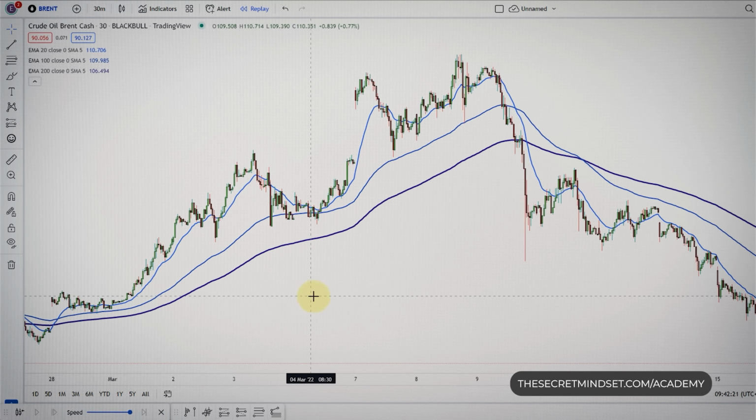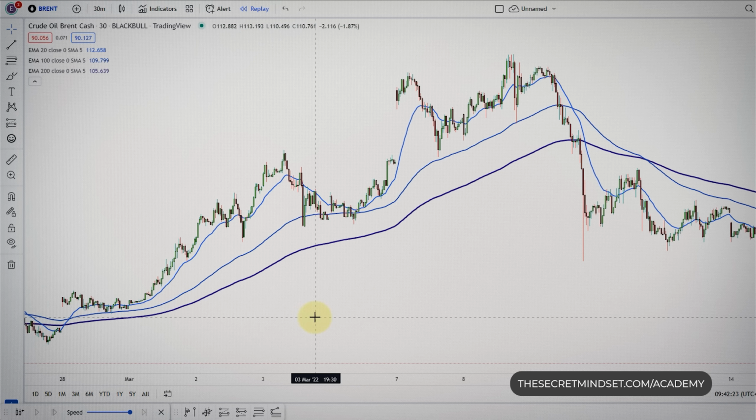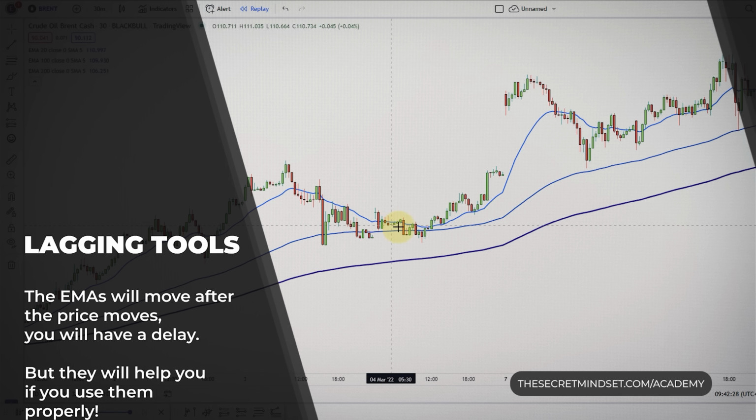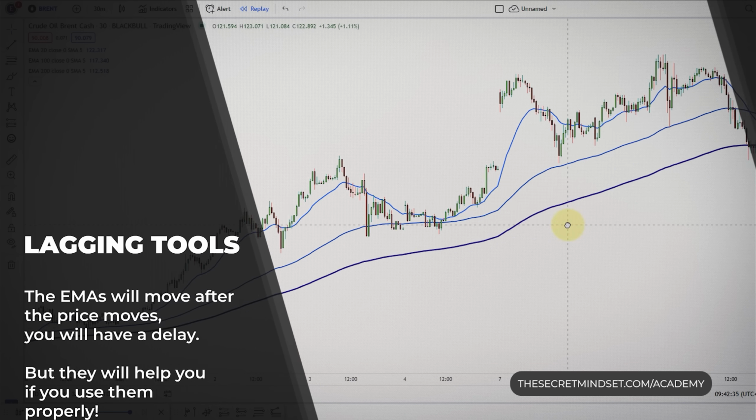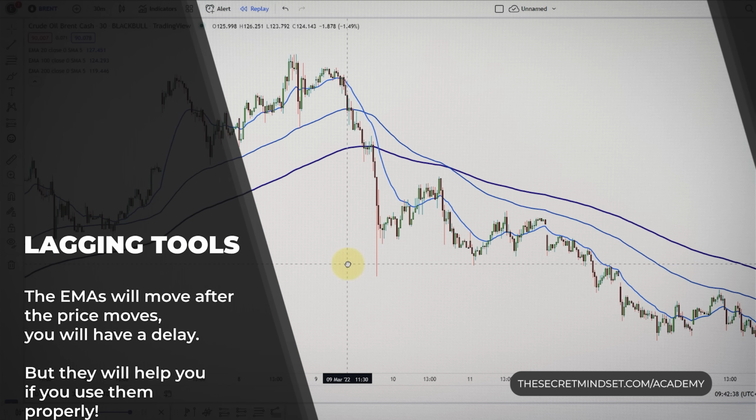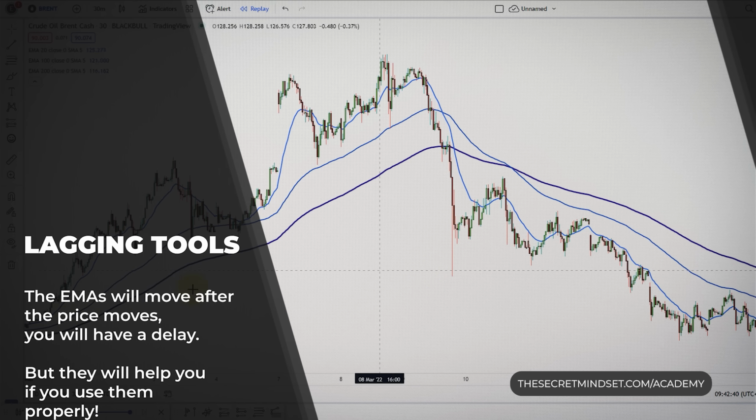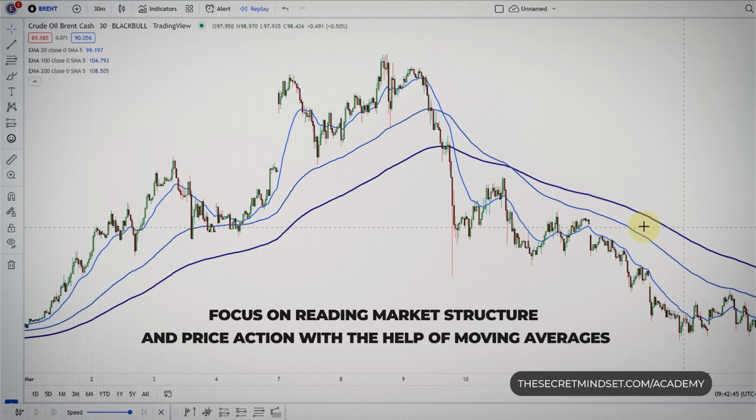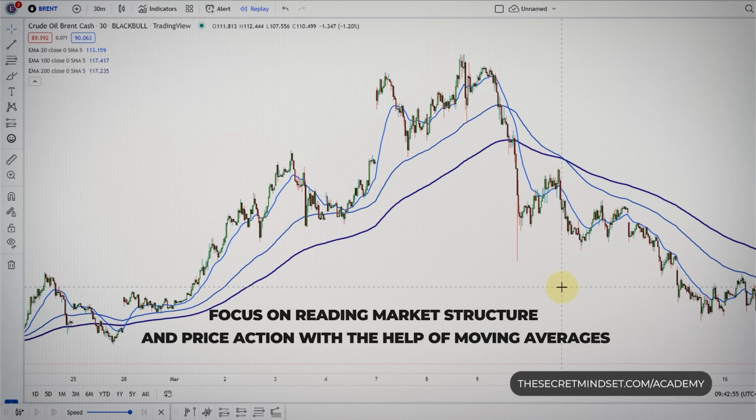Now, the moving average analysis is just one piece of the puzzle. These are lagging tools, which means the EMAs will move after the price moves. You will have a delay. But contrary to what is said, many price action traders do utilize moving averages. They don't rely on moving average crossover signals. Instead, their focus is on understanding market structure and price action with the help of moving averages. Moving averages, although lagging, will help you if you know how to use them.